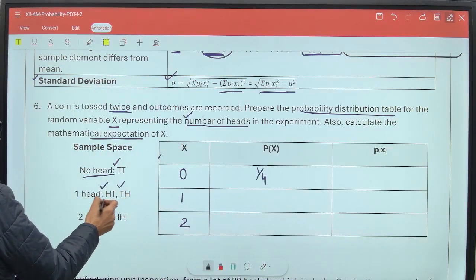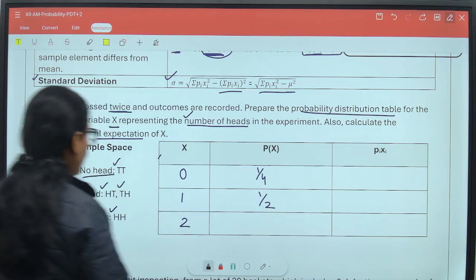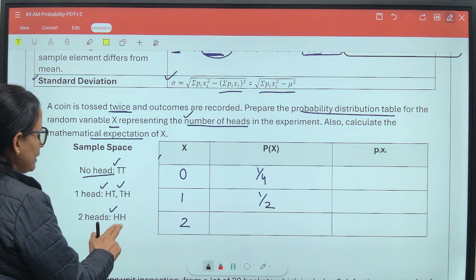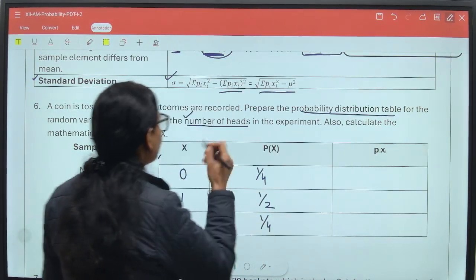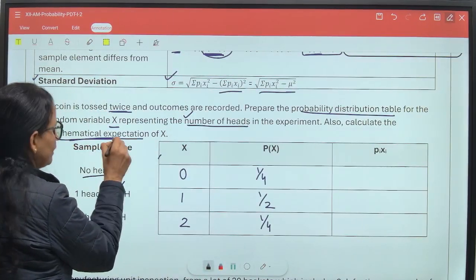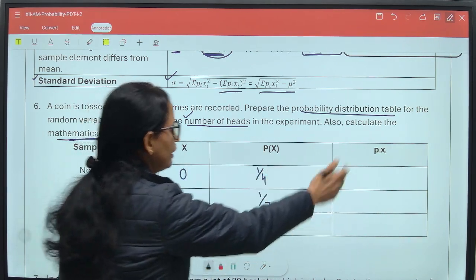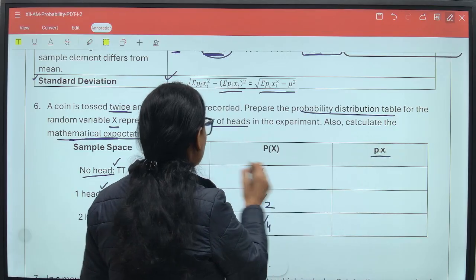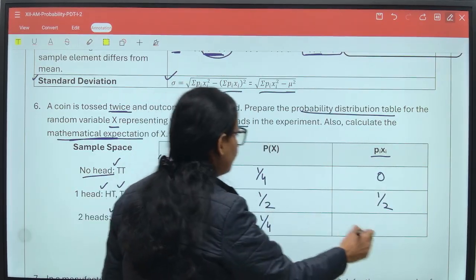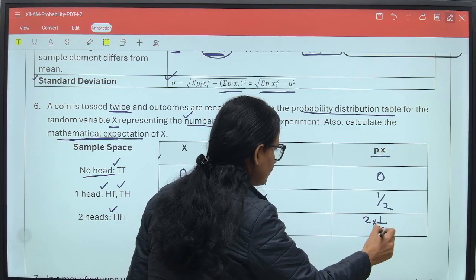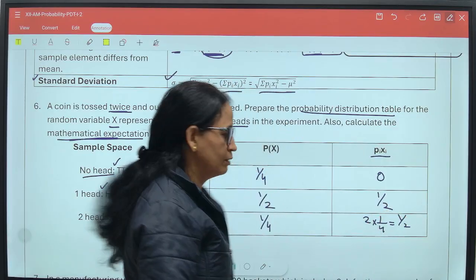Probability of getting one head is 1 by 4 plus 1 by 4, it becomes 1 by 2. Probability of getting 2 heads is again 1 out of the 4 points in the sample space, so it is 1 by 4. Now we also need to find the mathematical expectation. That means you multiply the corresponding x values with the probabilities and create a new column pi xi. 0 into 1 by 4 is 0, 1 into 1 by 2 is 1 by 2, 2 into 1 by 4 is again 1 by 2.